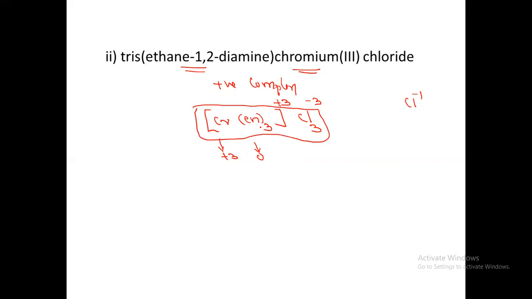Cr en thrice Cl3. Remember, the number of counter ions doesn't affect the naming, right? We already discussed that whether it is Cl, Cl2 or Cl3, that's not going to change the name. So the answer is Cr en thrice Cl3. How did we get Cl3? Because the charge of the complex is +3, that has to be balanced by -3. So we need 3 Cl to balance the 3 positive charges. Okay, clear?